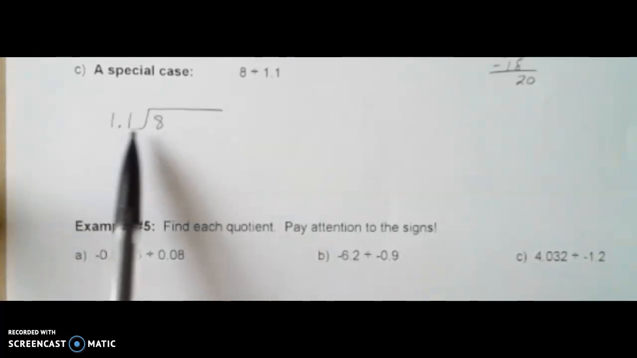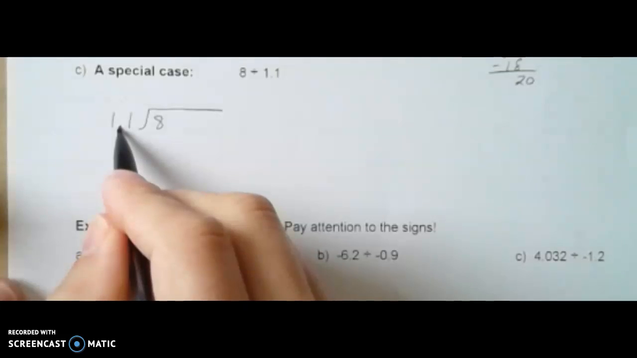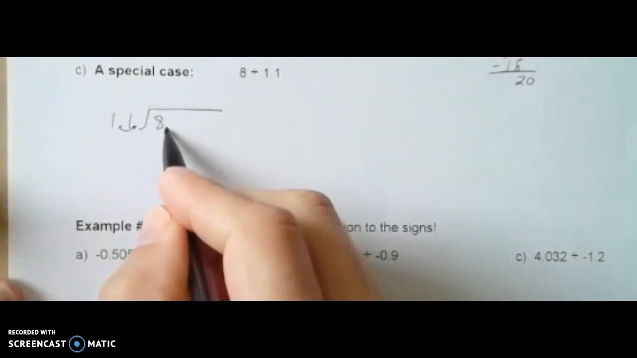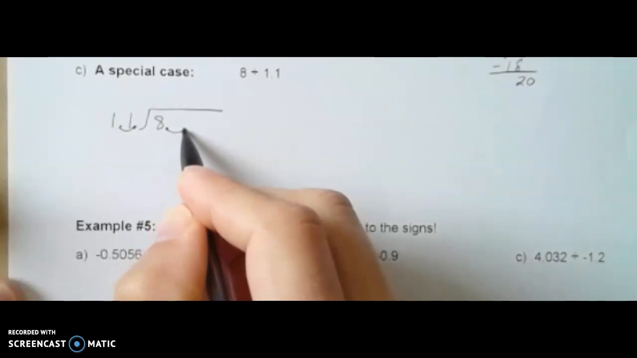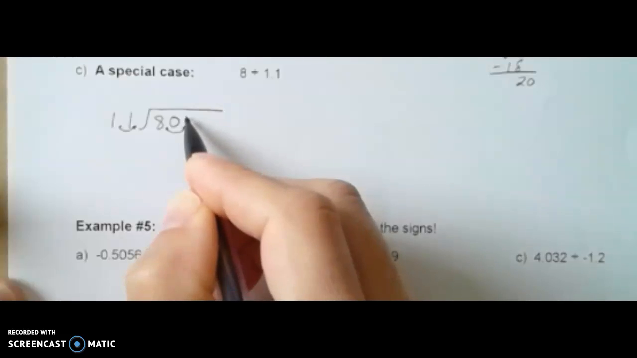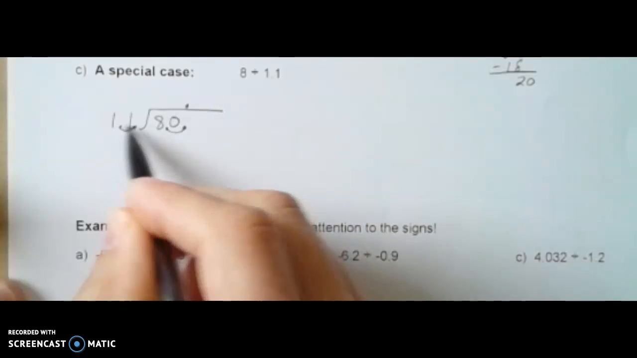In the next example, we have 8 divided by 1 1/10. 8 goes inside, 1 1/10 is outside. And again, I want this to be whole, so I'm going to move the decimal once to the right. So I need to do the same thing here. So there's where the decimal would be. I move it once to the right. I fill in the empty spot with a 0, and that decimal point comes straight up. And so now we have 80 divided by 11.